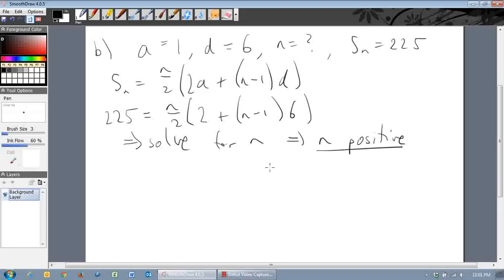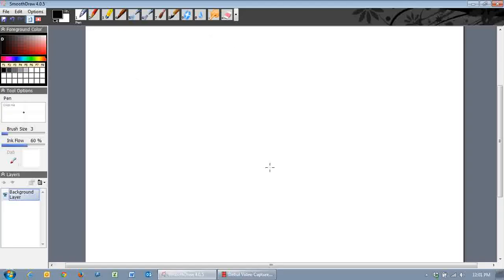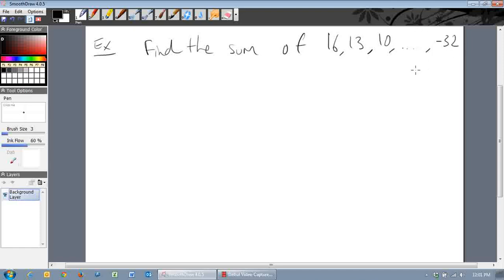I'll show you one more example here, just a second example. Find the sum of 16, 13, 10, down to negative 32. Find the sum of this bunch of numbers.